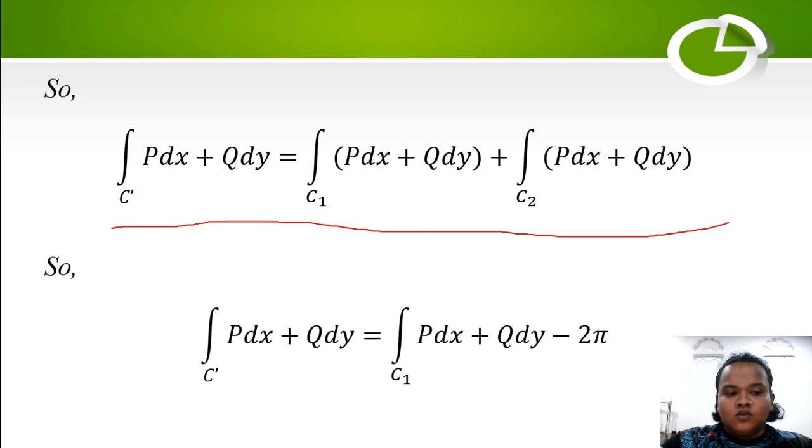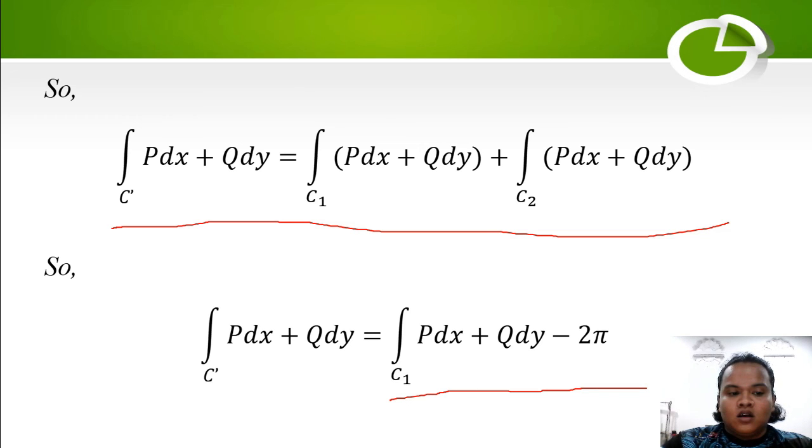But we just saw the equation 2 that, oh sorry, but the integral over the C2 is just the integral we calculated in part A, but with a negative sign since C2 goes clockwise instead of counterclockwise. So the integral of P dx plus Q dy will be the integral over C1 of P dx plus Q dy minus 2 pi.